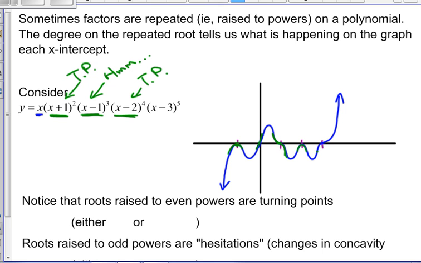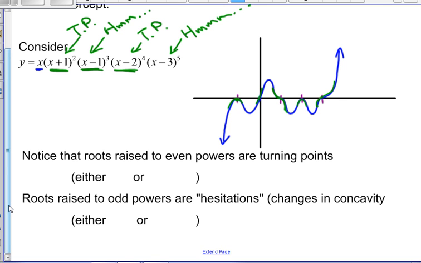X minus 3, we get another. Here's what's going on. When you have roots that are raised to even powers, you get turning points. Okay? So notice here and here we had turning points. And those turning points either look like this or they look like this. But they're on the x-axis. So when we say roots, we mean x-intercepts.